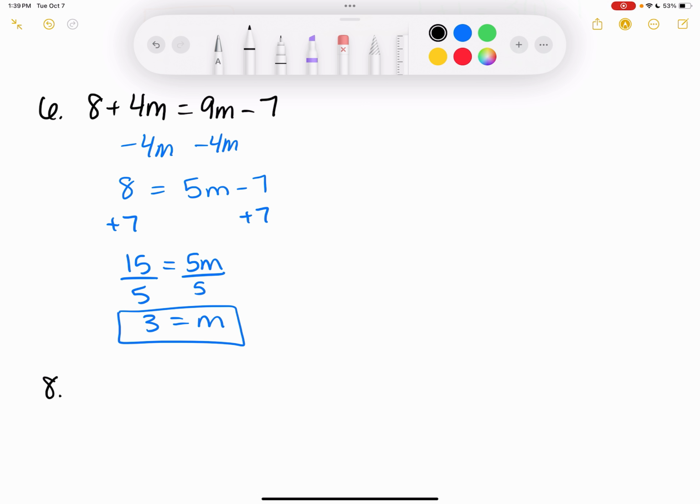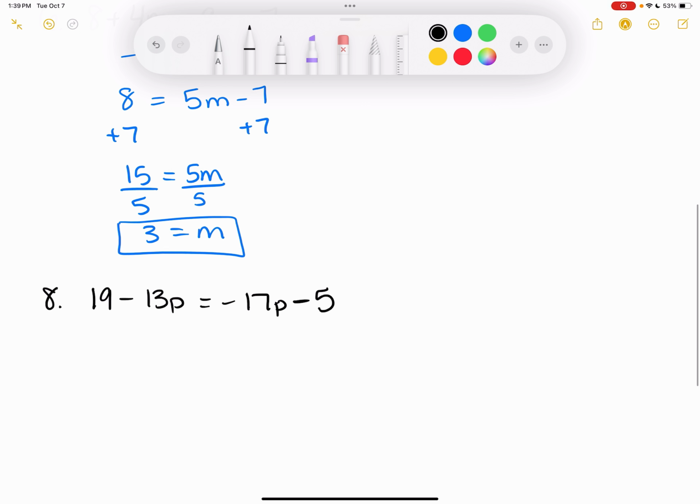Number 8. 19 minus 13p equals negative 17p minus 5. All right, so what do we need to do first? And I don't care which way you move stuff. You just got to tell me what to do. Add 13p. So I'm going to add the 13p to both sides. So we're moving it over to the right. I think that's what y'all were trying to say to do.